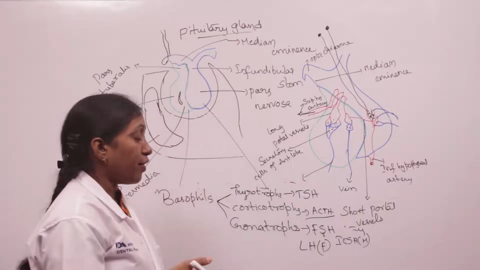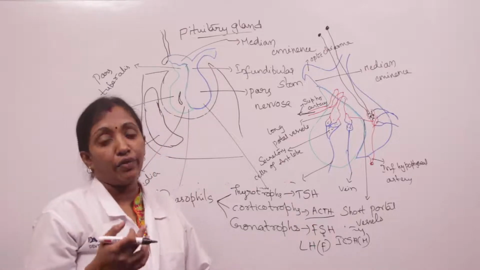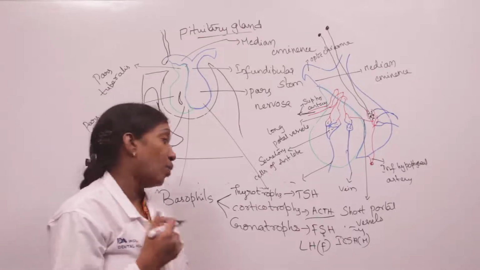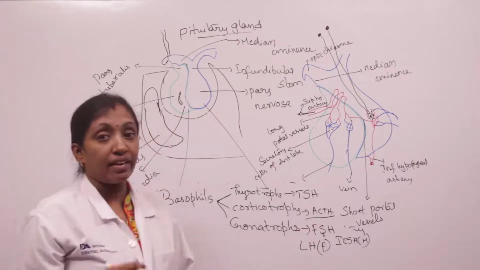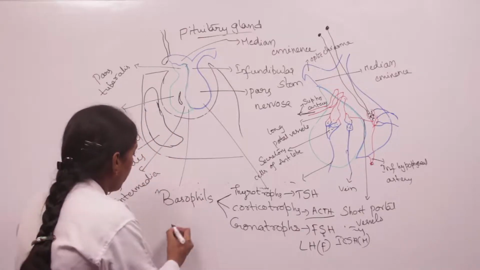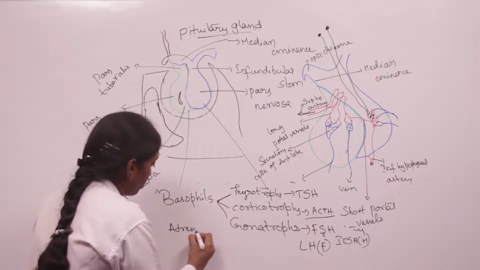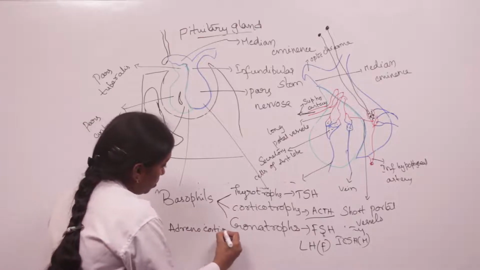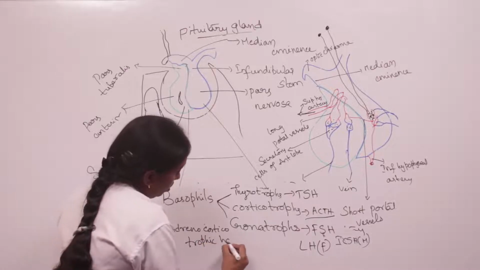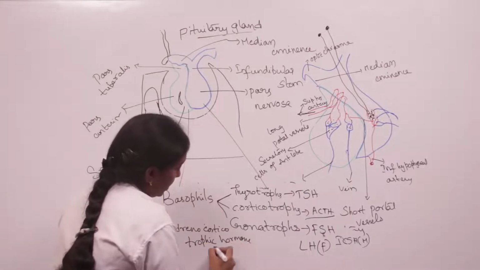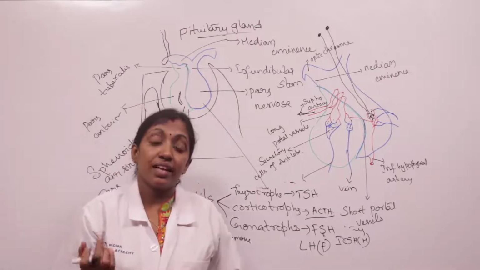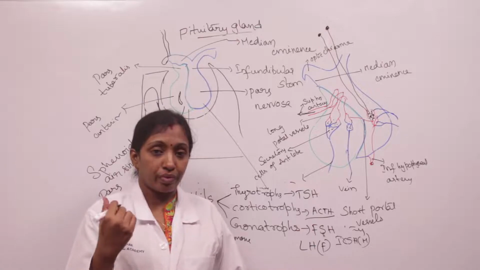These thyrotrophs secrete thyroid stimulating hormone, which controls the thyroid gland to release the T3 and T4 hormones from the iodinated thyroglobulin, nothing but the colloid. And the corticotrophs release the adrenocorticotropic hormone, ACTH, which controls the secretion of hormones released by the adrenal glands.